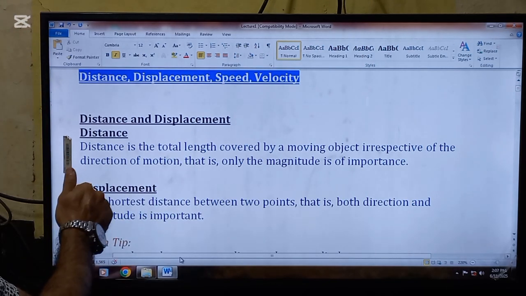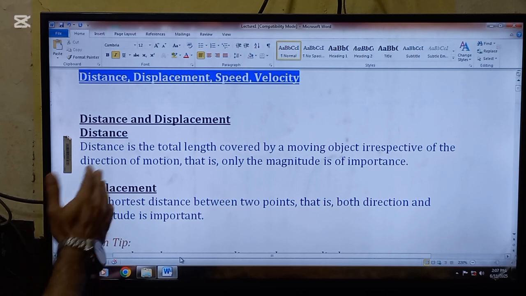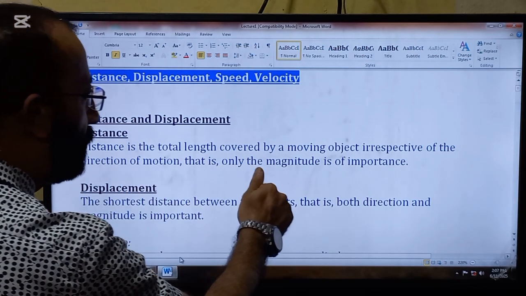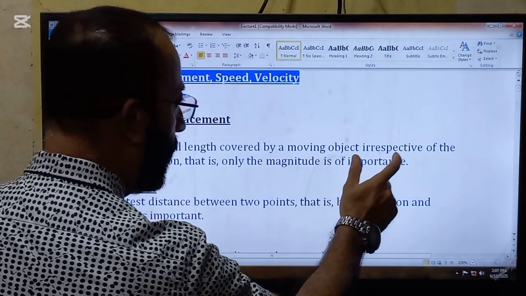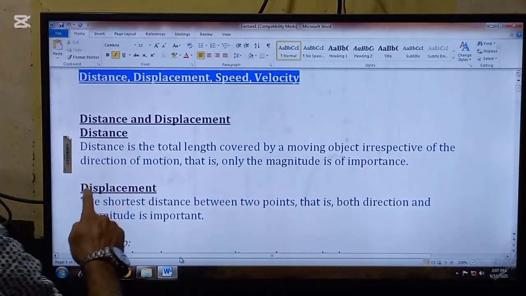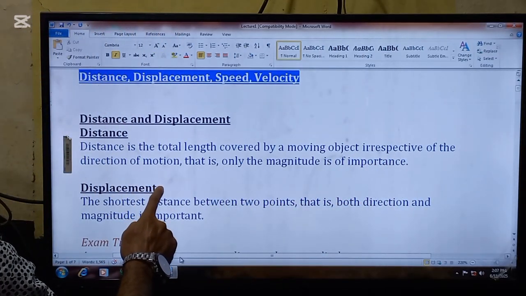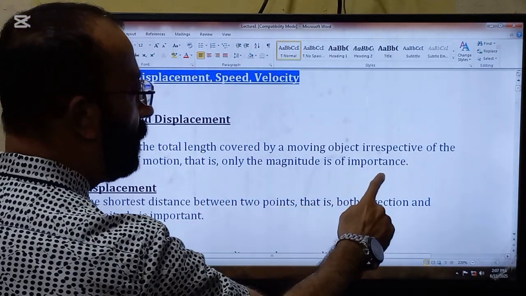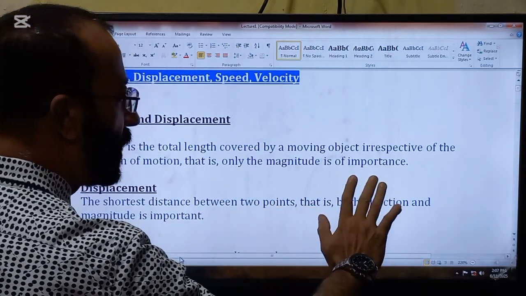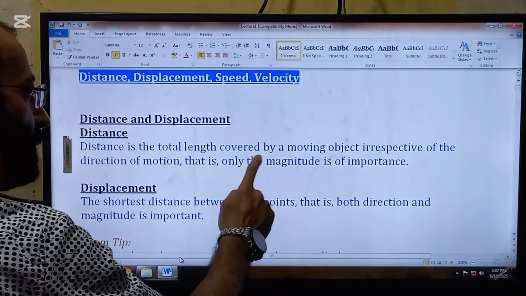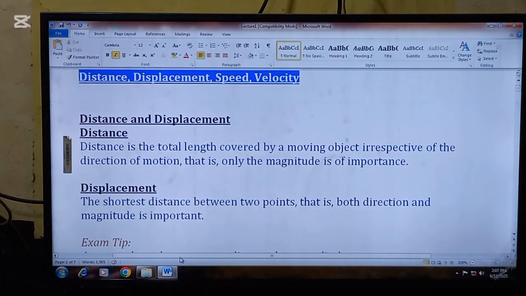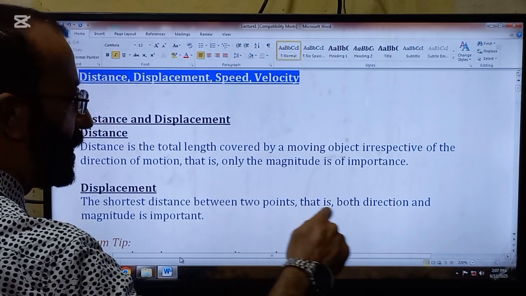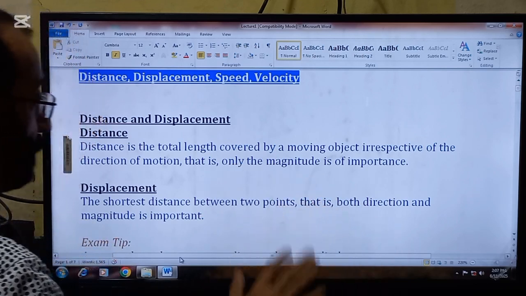And here comes the definition of the distance. Distance is the total length covered by a moving object irrespective of the direction of the motion. That is, only the magnitude is of importance. So there is no importance of the direction. Only the magnitude is important. So you have to learn this definition because this comes in the paper frequently.